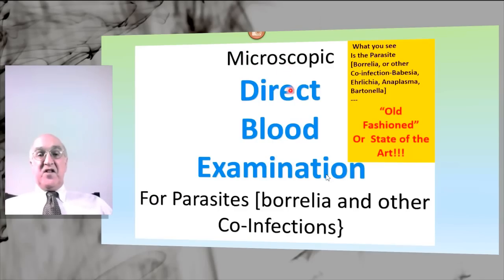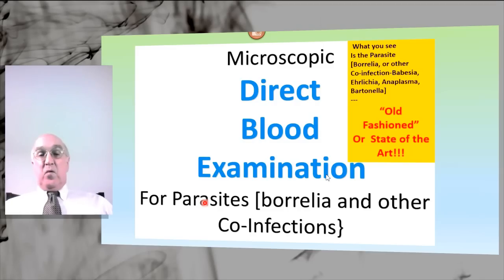Microscopic direct examination of the blood is an old-fashioned, state-of-the-art tool from parasitology. So if you had malaria as one of your differential diagnoses, direct examination of the blood would be a preferred method of diagnosing malaria because the parasites appear in the blood, and they're most easily identified when the patient has spikes of fever. You draw the blood during the fever spikes, you look for the malaria parasites, and if you find the parasites, then you can make a diagnosis of malaria.